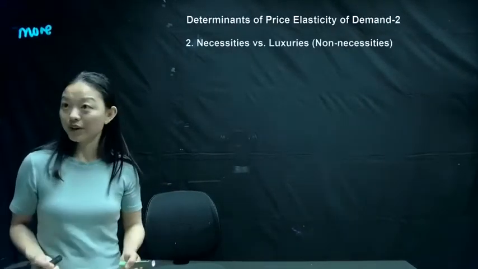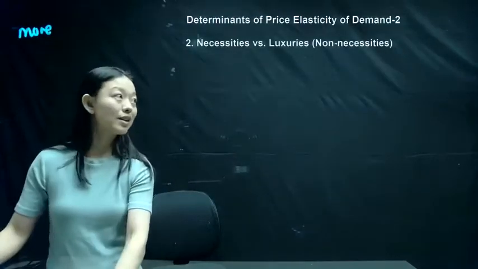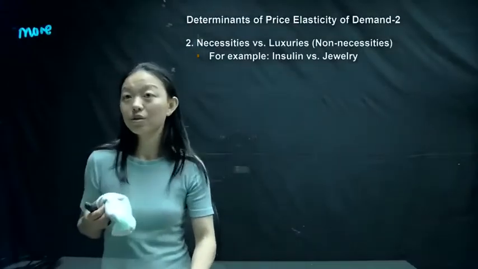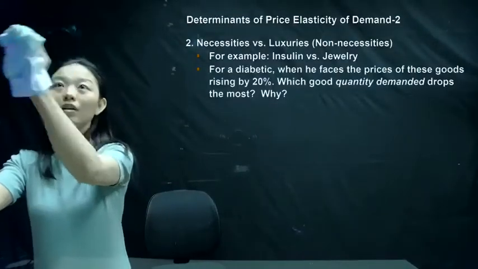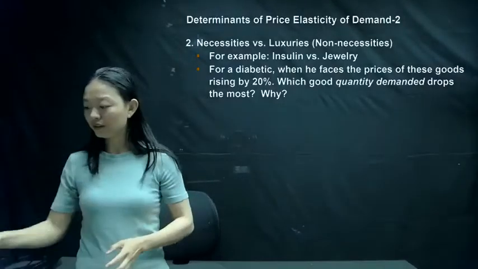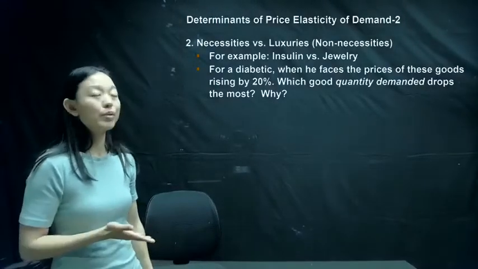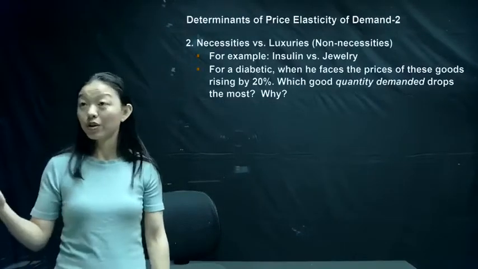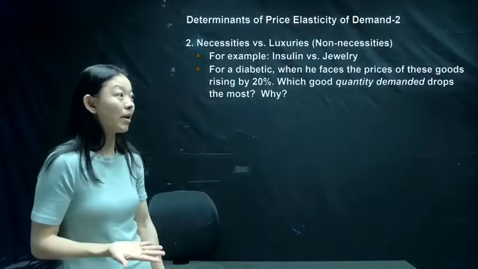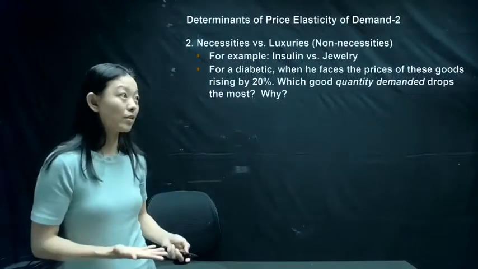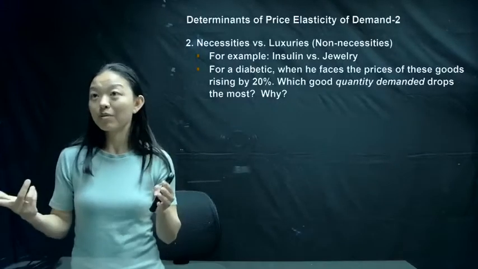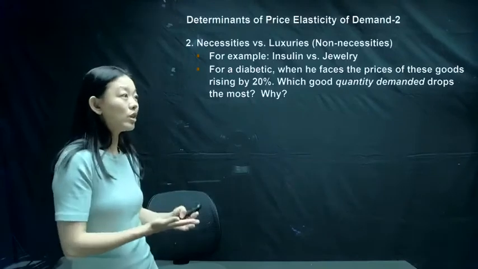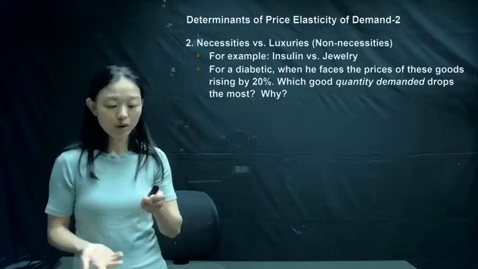Necessities versus luxuries. Okay, we would like to say luxury here means non-necessities. So for example, insulin and jewelry. There is a question here, okay? We know that for people who suffer from diabetes, when the prices of these products increase by 20%, which good's quantity demanded will drop the most? Why or why not? If at the same time insulin's price and jewelry's price increase by 20%, which good's quantity demanded will drop the most? Why or why not?